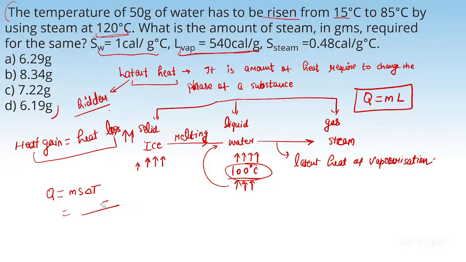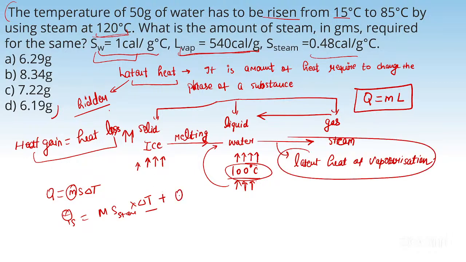ठीक है. S क्या है? Specific heat है. Specific heat of water is given to you. Amount of water is also given to you. Now, heat loss is by the steam. तो इसके लिए भी again Q for steam will be M S of steam into delta T. Temperature difference is also given to you. But जैसे जैसे steam ठंडा होगा, it will again convert back to liquid, isn't it? So वहां पे latent heat of vaporization का यूज होगा. Q is equal to M into L. ठीक है, क्लियर हुआ?